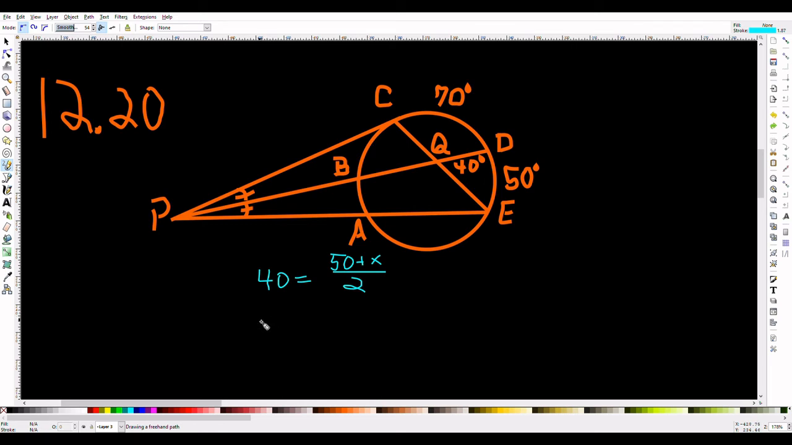Okay, so we will multiply both sides by 2 to get rid of our denominator 2. And we will see 80 equals 50 plus x, therefore x equals 30. Now the next arc that I see easy to discover is arc BAE. But to do that, I need to find the angle at CQD, also known as BQE, since these are the same.